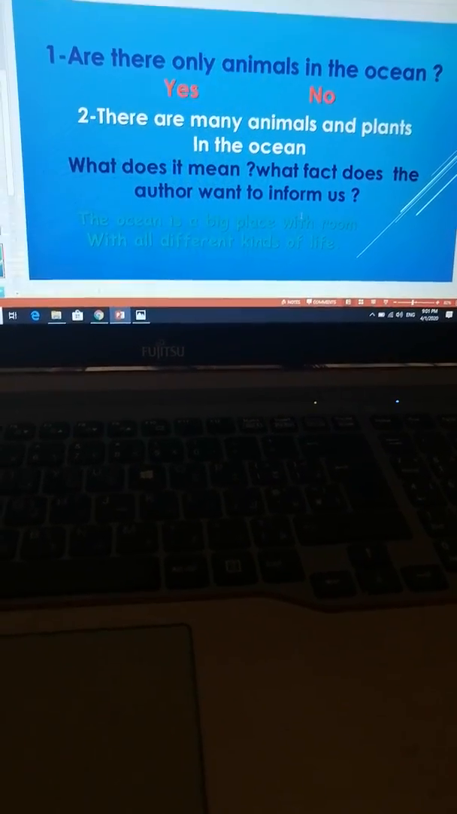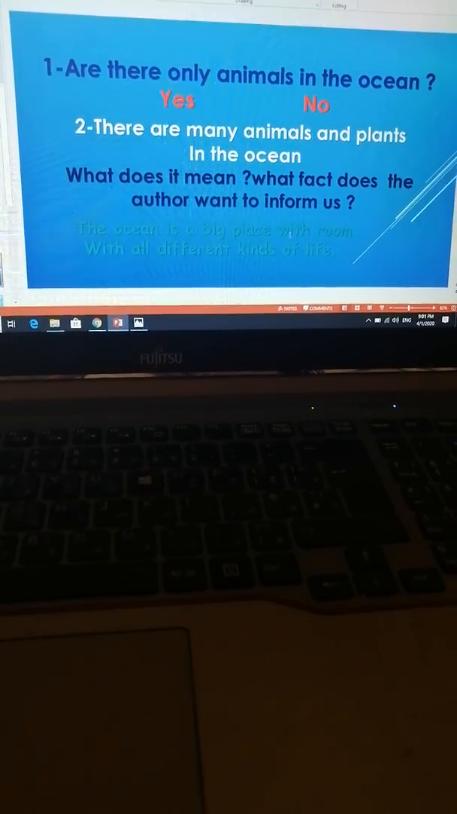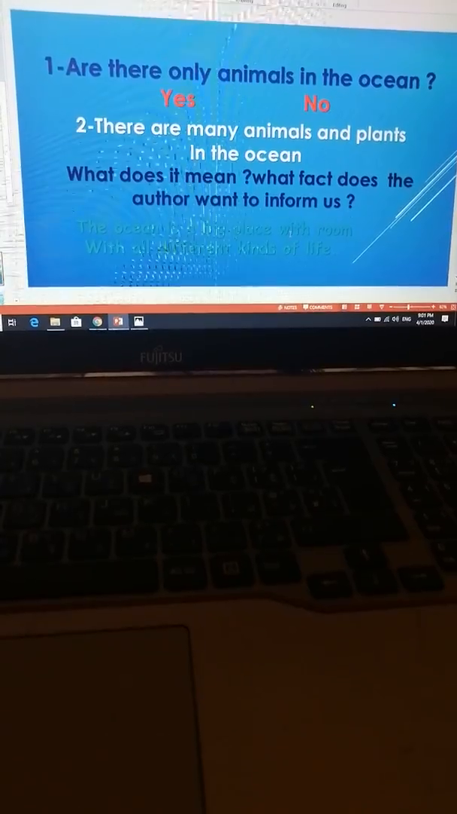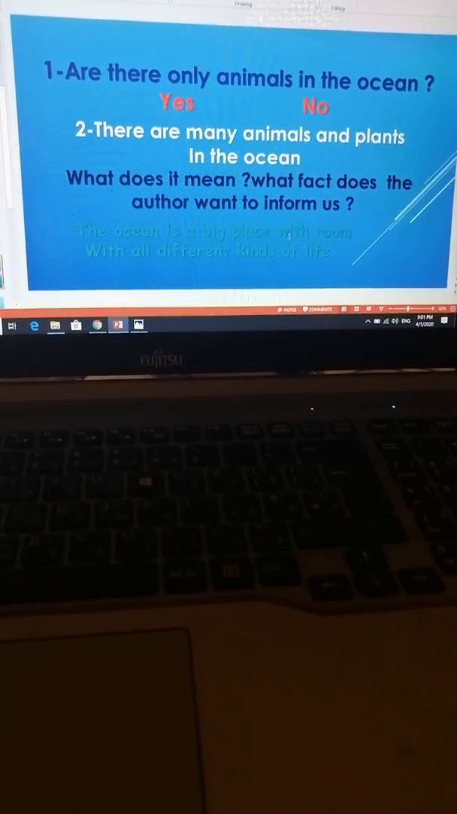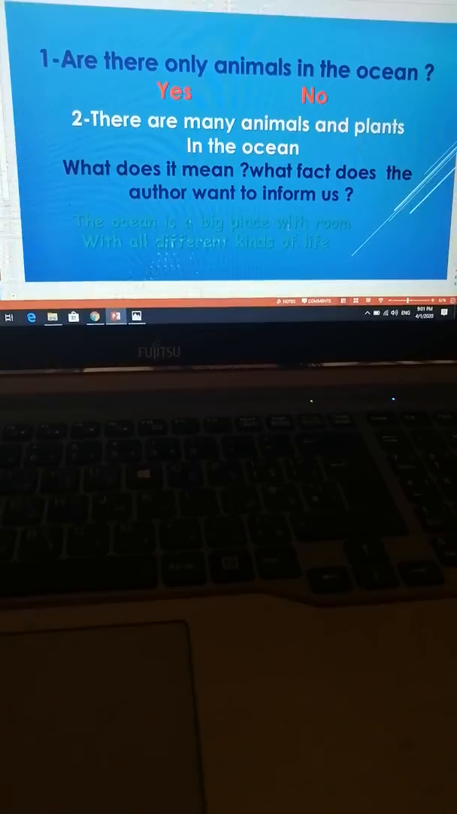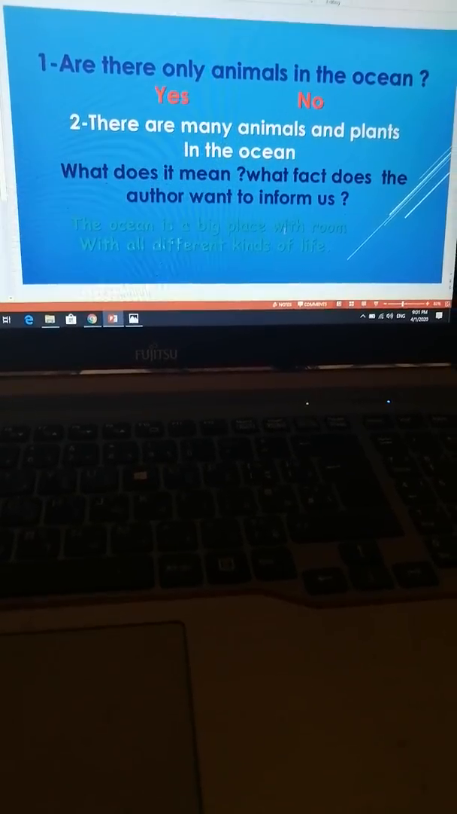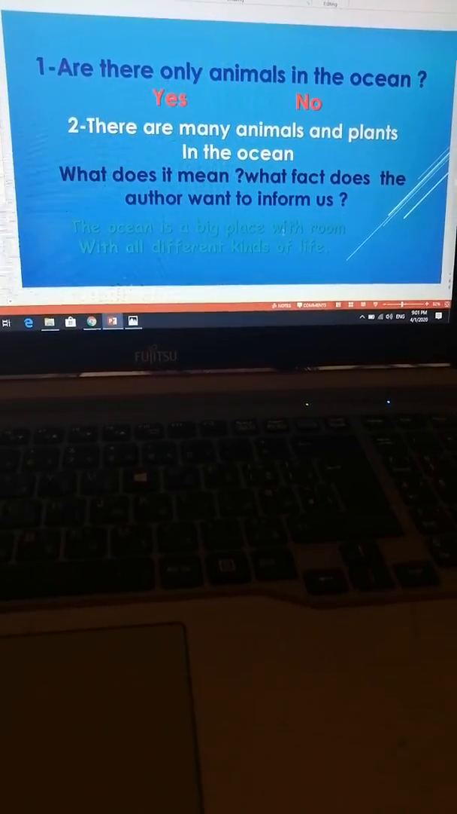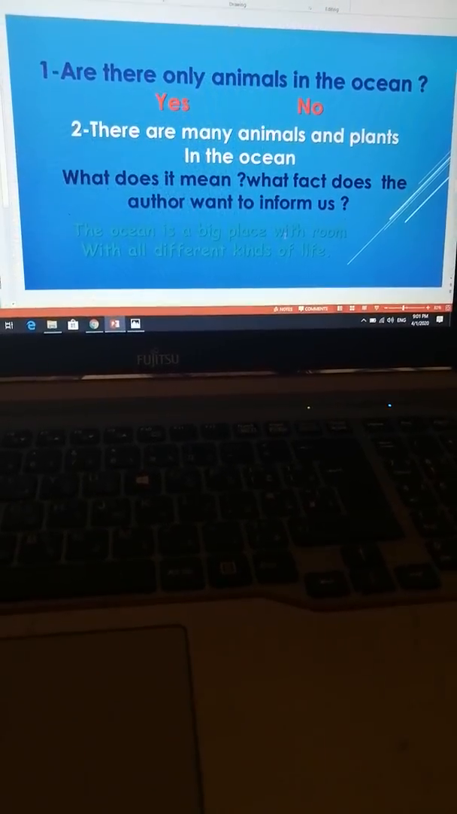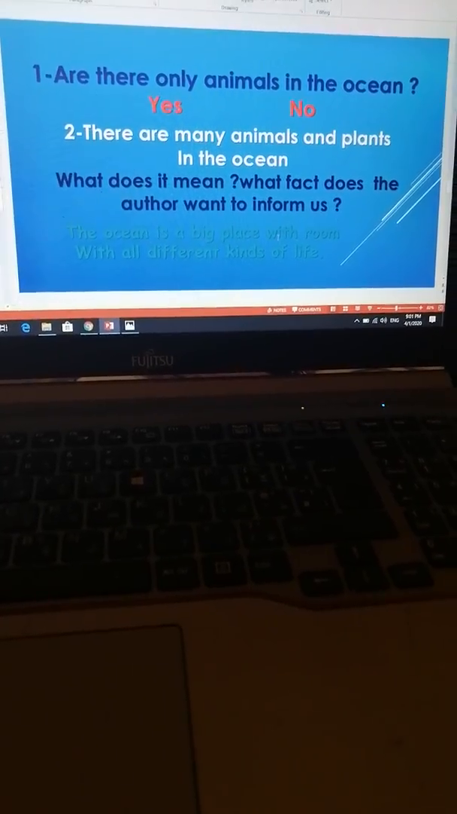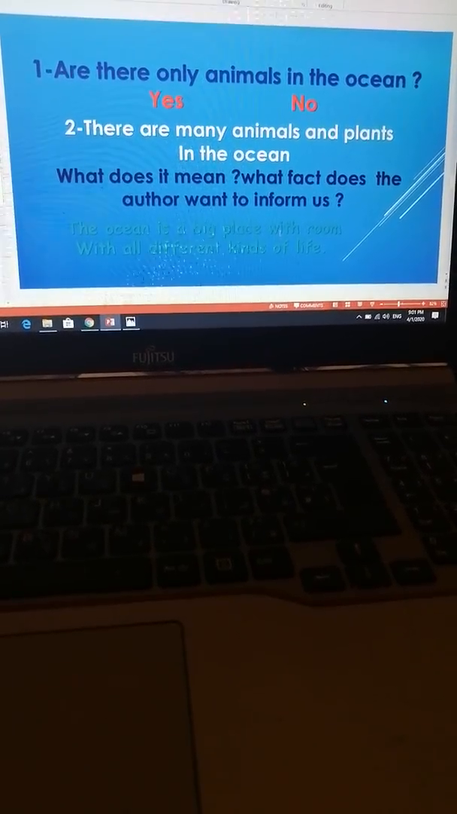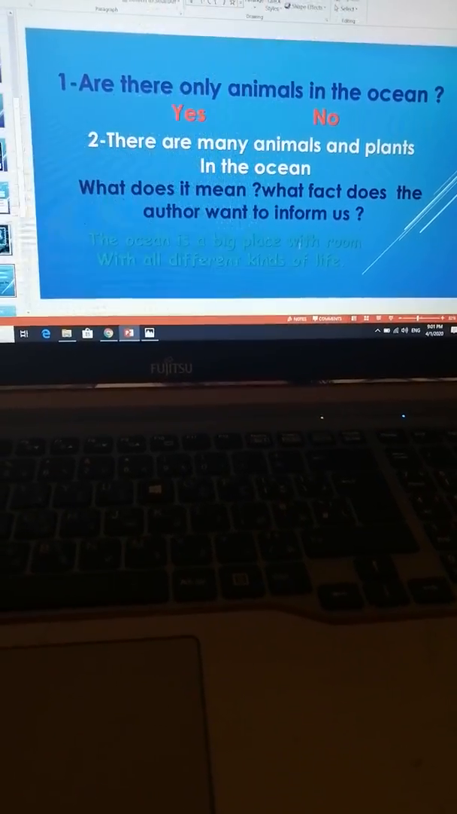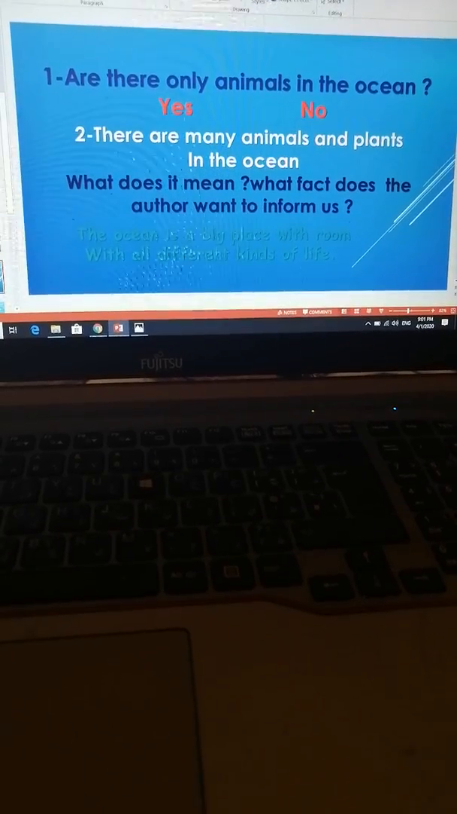Number 2, the ocean is very big. For example, we can find kelp, the biggest plant there, because kelp needs a very big space to grow and live. So the ocean is a good home. The ocean has different kinds of life for many different animals and plants. So the ocean is a good home for some plants and some animals. Good.